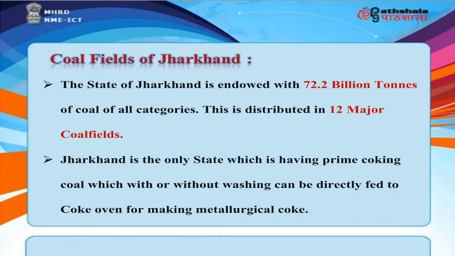The state of Jharkhand is endowed with 72.2 billion tons of coal of all categories. This is distributed in 12 major coal fields. Jharkhand is the only state which is having prime coking coal, which, with or without washing, can be directly fed to coke oven for making metallurgical coke.